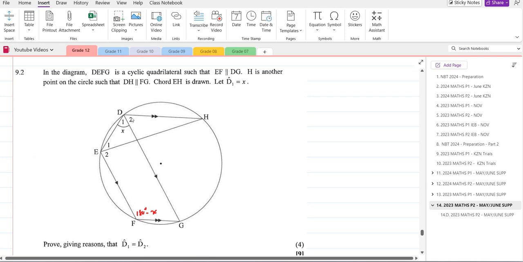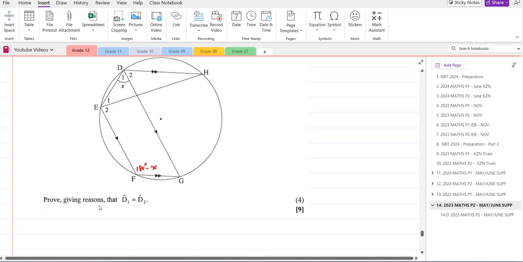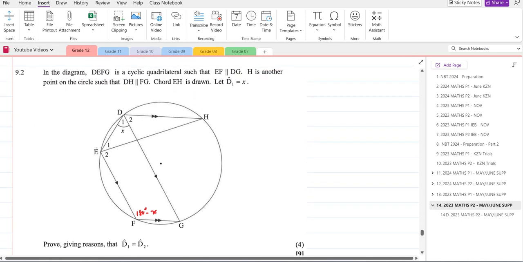We have parallel lines here, okay? So parallel lines, I'm sure we can take an alternate here. Angle D2 is equal to angle G. What else? Angles in same segment. Can we do angles in same segment? So angle H, and this is going nowhere, right? So that's not helpful at all. Proof, giving reasons, that angle D1 equals angle D2. How is angle D1 equal to angle D2? We can do angles in same segment this way.